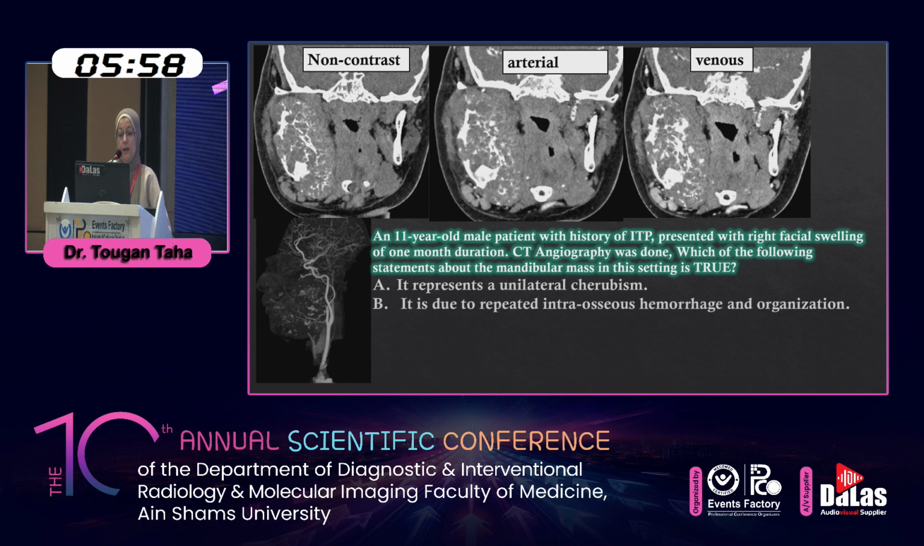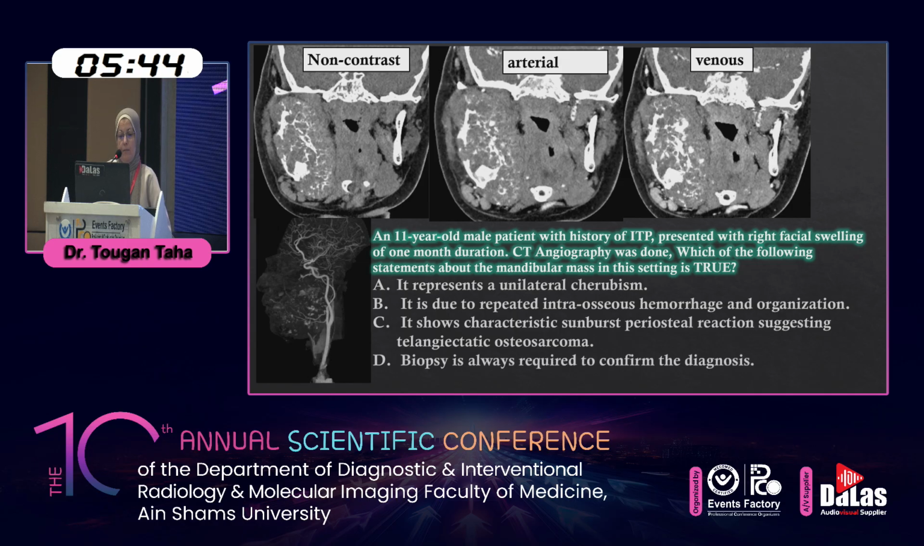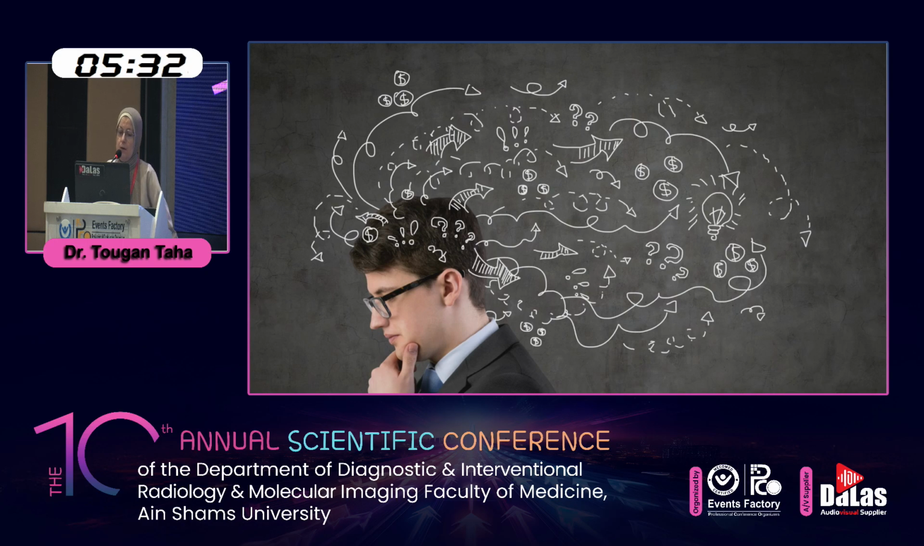It is due to repeated intraosseous hemorrhage and organization. It shows characteristic sunburst periosteal reaction suggesting telangiectatic osteosarcoma. Biopsy is always required to confirm the diagnosis. It's most commonly seen in patients with hemophilia. What do you think?